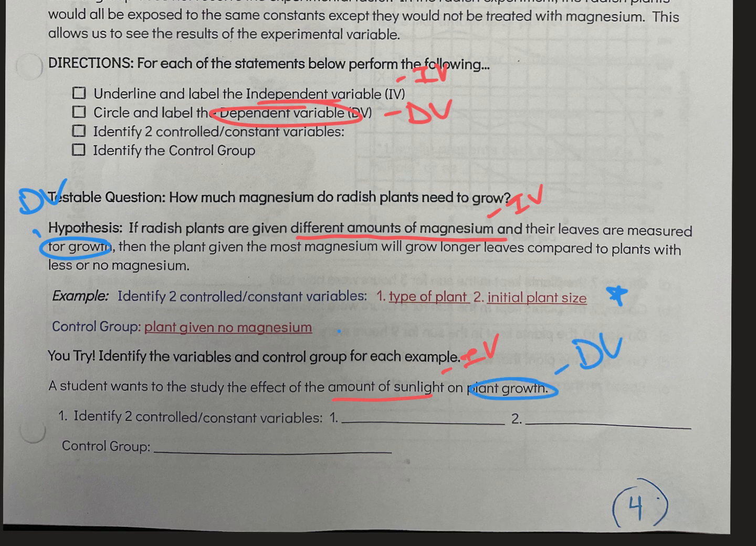Identify two controlled or constant variables. So what are some things that we would want to keep constant? Some of those things might be type of soil. We don't want that affecting any of our data. Temperature of room.